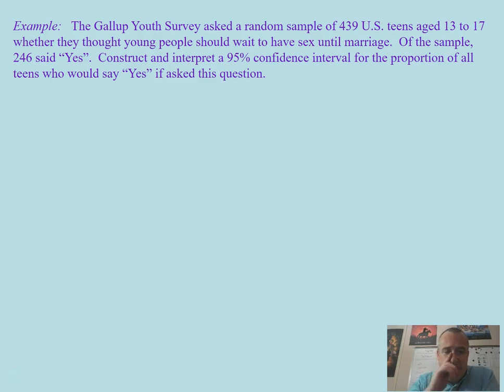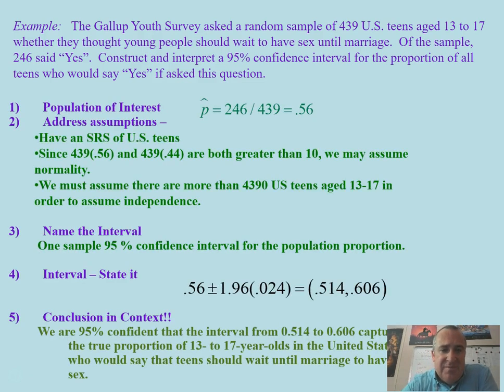Here's the next example. The Gallup Youth Survey asked a random sample of 439 U.S. teens whether they thought young people should wait to have sex until marriage. Of the sample, 246 said yes. We want to construct and interpret a 95% confidence interval for this proportion. So here are our steps. First, population of interest, p hat. 246 out of 439, that's 0.56.